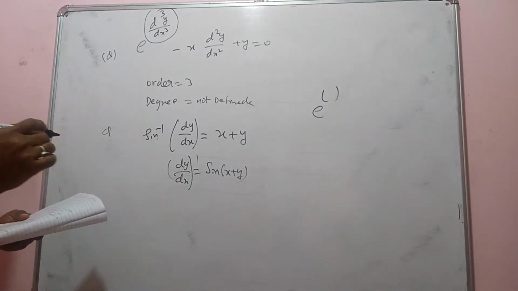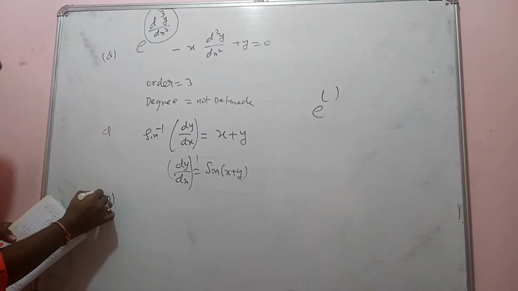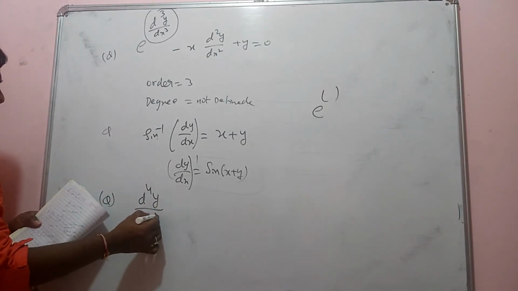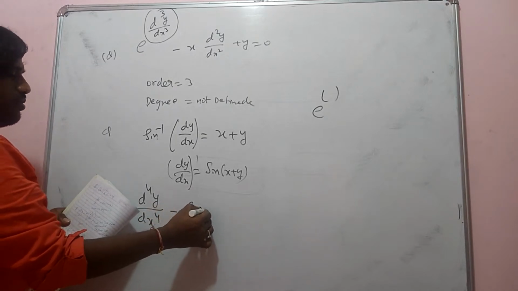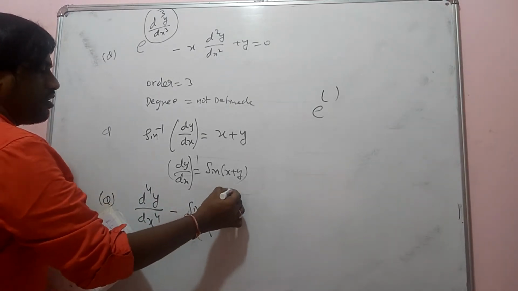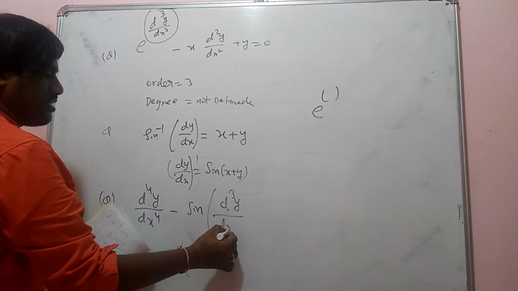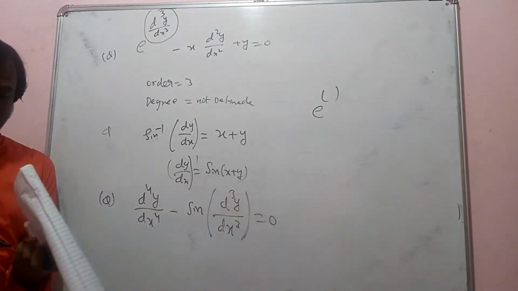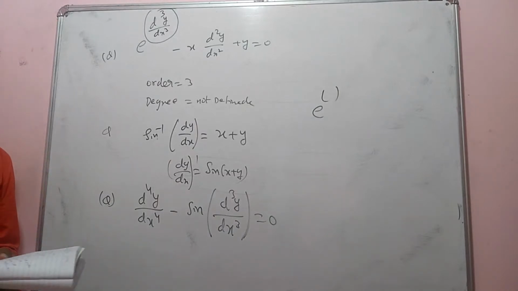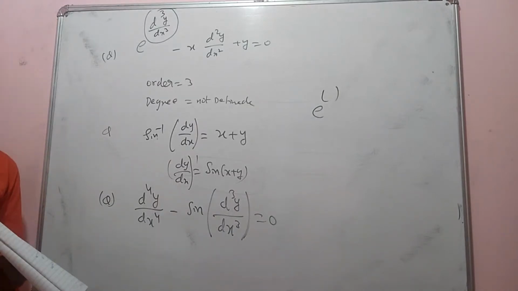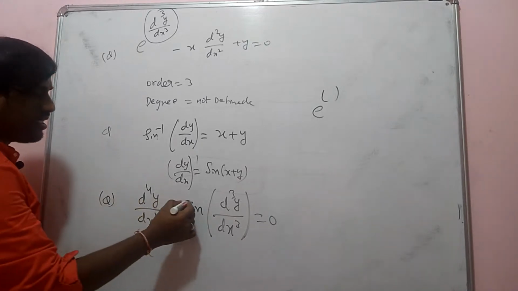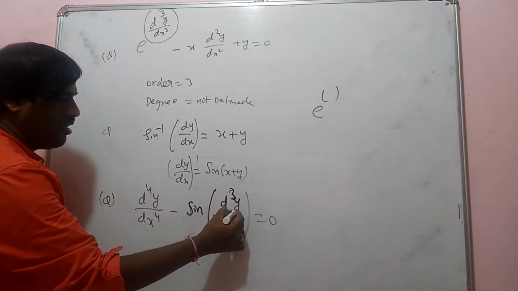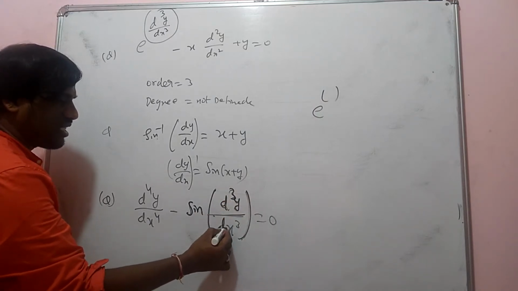Try to understand. For example, I take one more question: d power 4 y by dx power 4 minus sine of d cube y by dx cube is equal to 0. Now you have this question. Can you tell me what is the order and degree in this case?